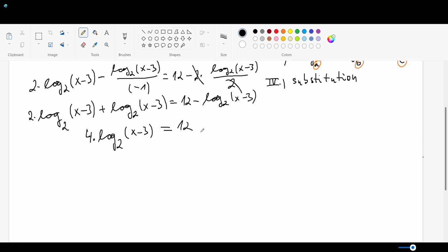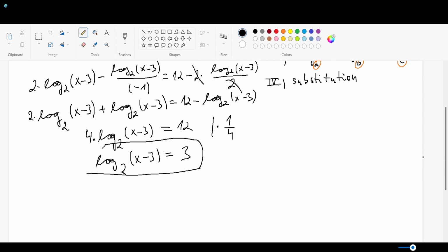Now you can probably already see that it was a really clever idea to remain 12 like the number and not change it to logarithm base 2 of anything, because now if we multiply both sides by 1 over 4, it's gonna be the equation log base 2 of x minus 3 is equal to 3.